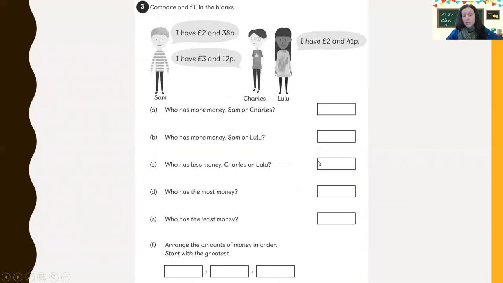Okay, so this is like our guided practice that we did before, but with slightly different amounts. So Sam, his speech bubble is this one. I have £2.38. Charles says, his is this one. It's a bit hard to tell. He has £3.12, and Lulu has £2.41. So you need to answer these questions. Who has more money, Sam or Charles? Who has more money, Sam or Lulu? Who has less money, Charles or Lulu? Who has the most money? Who has the least money? Put them in order. Start with the greatest, which means the largest amount. Pause the video and do that now.